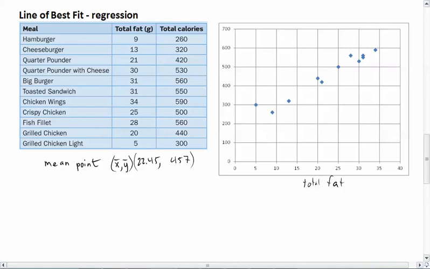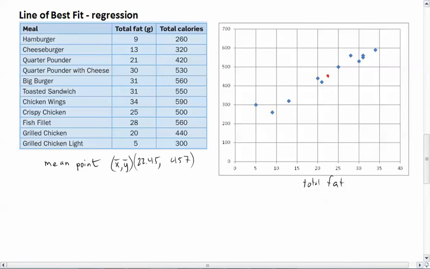Now this point we can go ahead and put on the graph. So we go 22.45, so about 22.5, which would be right in the middle there, and then 457. Okay, so that's that point right there. There we go. So somewhere right in the middle there.